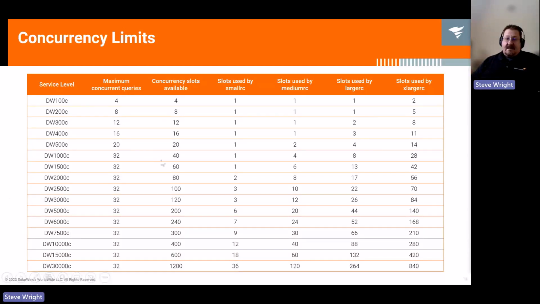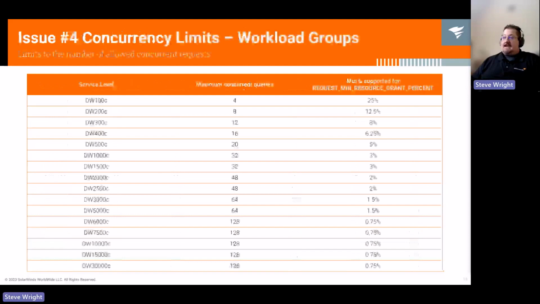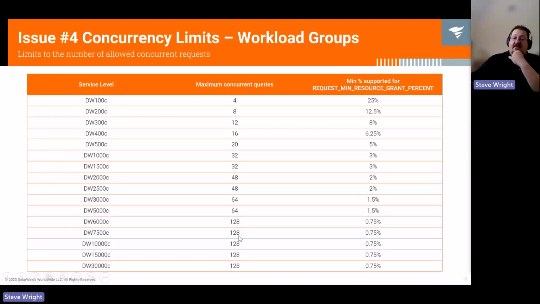Now, this is, again, based on the old configuration using the resource classes. Let me flip over to here. It's changed a little bit using the workload groups. Of course, 4 is still the bottom tier there. But even if you go all the way to the top several tiers there, the maximum concurrent queries are 128.